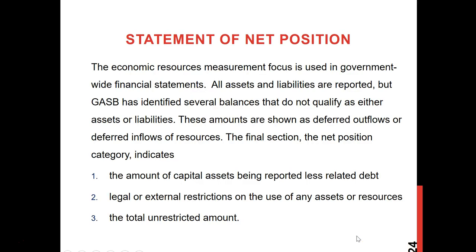Now, this is just the summary of what we discussed. They will present all assets and liabilities and different items that GASB identified. Those are neither assets nor liabilities, but are related to future periods. They will also show that, and the net position, which is basically assets minus liabilities, will have different categories: how much they have in capital assets, or whether they have any restrictions or unrestricted amounts.